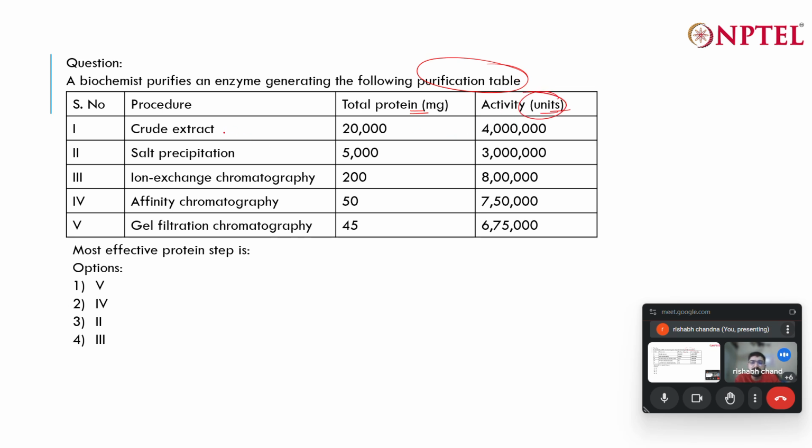So the first step is the crude extract, followed by salt precipitation, ion exchange chromatography, affinity chromatography, and gel filtration chromatography. This is the amount of the protein that has been given, and this is the activity at that particular step after calculating the total protein. So now we have to check what is the most effective step in the particular process. Please let me know.